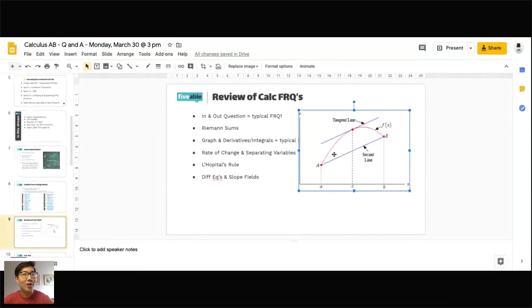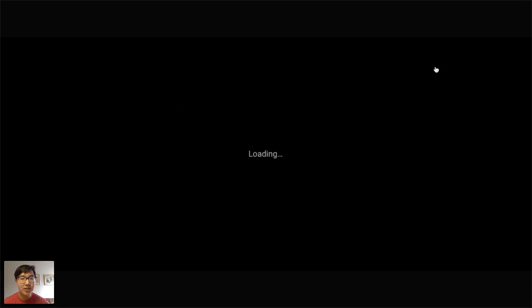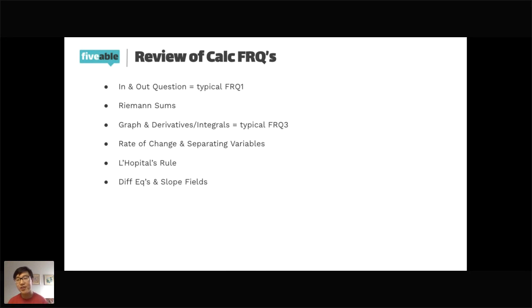Okay, so I'm now going to erase this mean value theorem graph. So basically what I'm going to talk through today is what will be tested on the exam and what you might see on your actual FRQs. So we'll first start off with the in and out questions. Then we'll move into Riemann sums. We'll then talk about, it's going to load slowly but surely, the graph question, rate of change and separating variables, L'Hopital's rule, differential equations, and slope fields. So I guess we should start off with the in and out question.